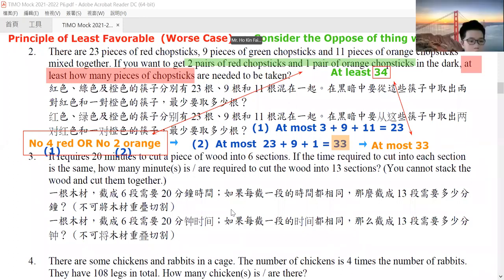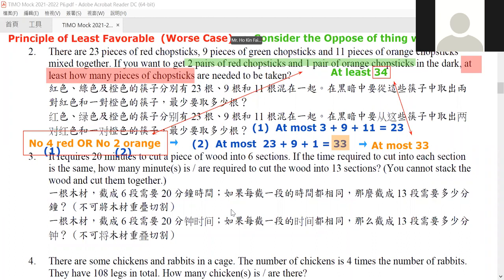So in the worst case scenario, we can pick 33 chopsticks and we still do not get the green condition that we want, right? So it means that if we have more than 33, so it will be at least 34 chopsticks, then we will satisfy our green condition. This is the principle of the least favorable.